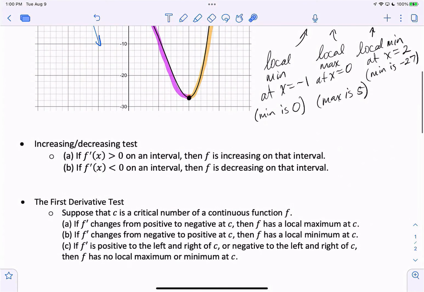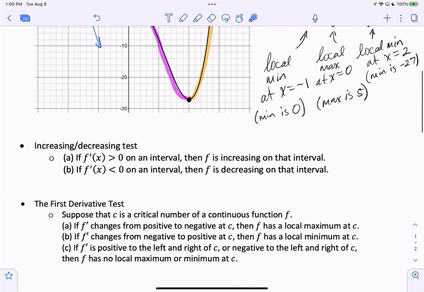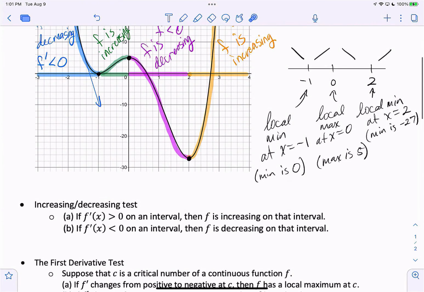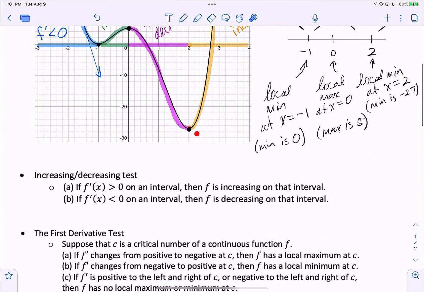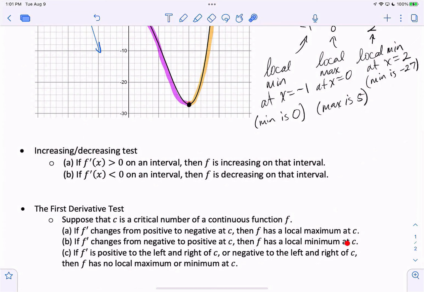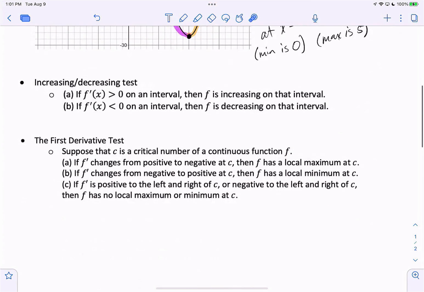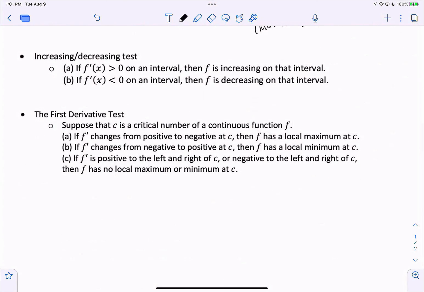Then we have something called a first derivative test. If we've got a critical number, c, of a function f, and the derivative changes from positive to negative at c, then f has a local maximum at c. If the derivative changes from negative to positive at c, then we have a local minimum. But if the derivative is positive both to the left and right, or negative both to the left and right, then there's no local minimum or local maximum.